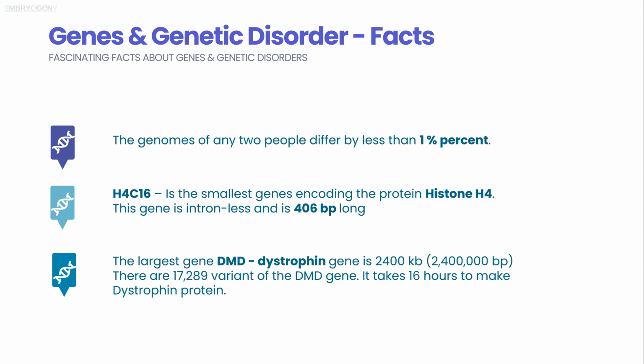Some facts about genes and genetic disorders. These are fascinating for sure. The genomes of any two people differ by less than 1%. H4C16 is the smallest gene, which encodes the protein H4, histone H4. This gene is intron-less and is 406 base pairs long. The largest gene, DMD or dystrophin gene, is 2400 kbs. There are 17,289 variants of the DMD gene, and it takes about 16 hours to make dystrophin protein in our body.